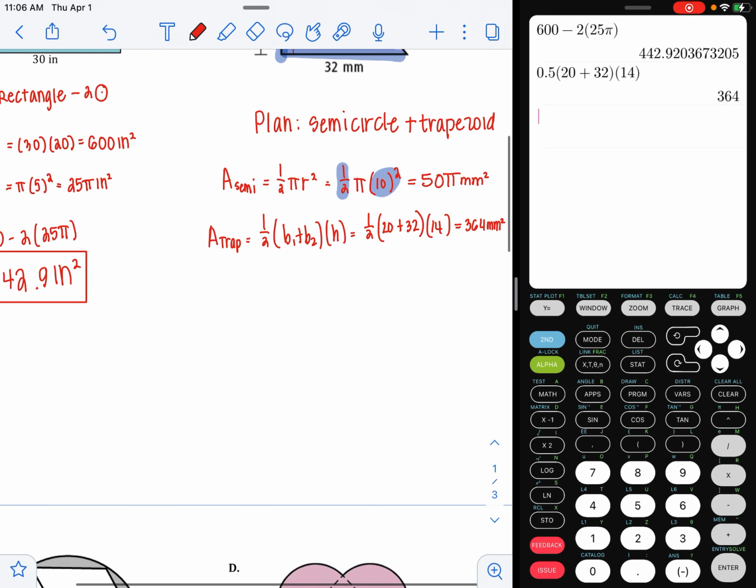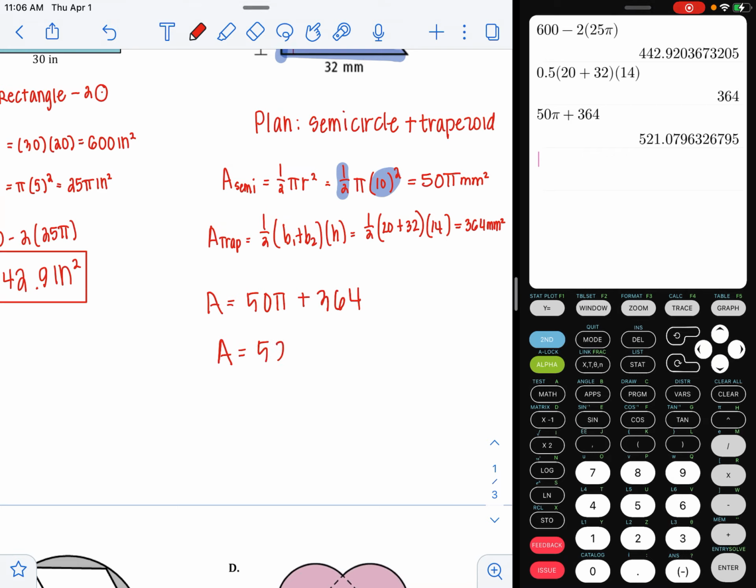All right, so now I'm going to follow through with my plan since I found everything I needed. So I'm going to put area equals the semicircle, 50 pi, plus the trapezoid, 364. And now I'm going to put that in my calculator. 50 pi plus 364. Hit enter, rounding to the nearest tenth, 521.1 millimeters squared. Okay.